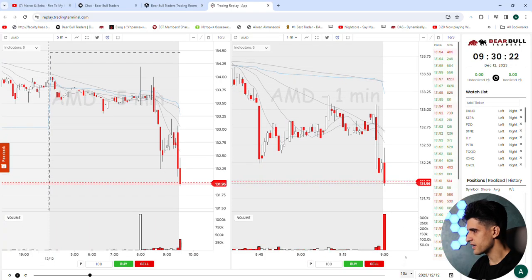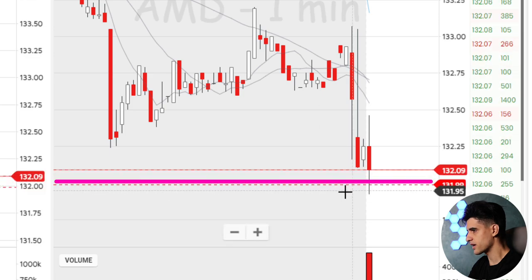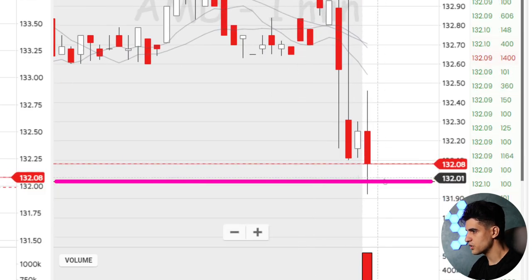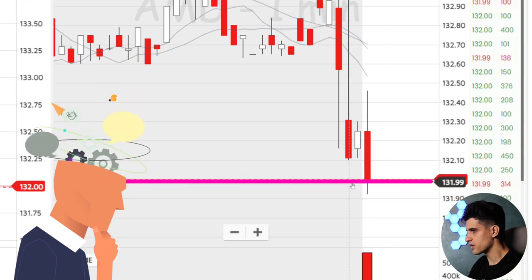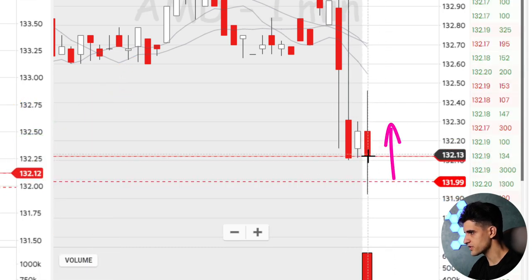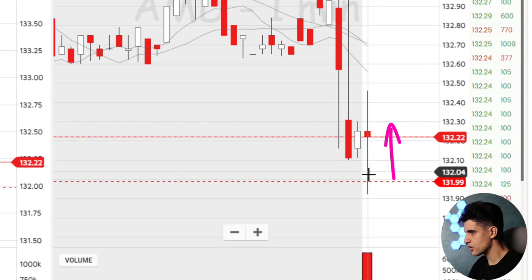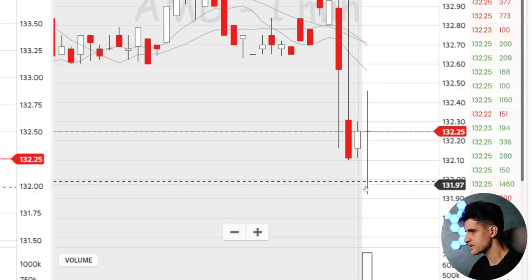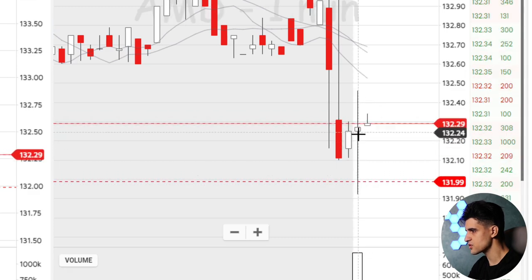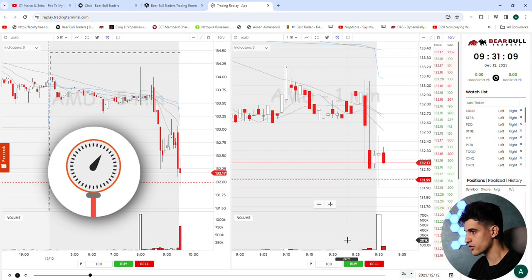So there is AMD, and this is the level that I'm looking at from the previous day. I wanted to see how AMD is going to behave around this level before I play it to the long side, and you could see that we did sell off strong. And after the sell-off, the price started holding. You could see how we're getting bought back up from this level, and we're starting to form some sort of a wick, which indicates a lot of buying pressure.